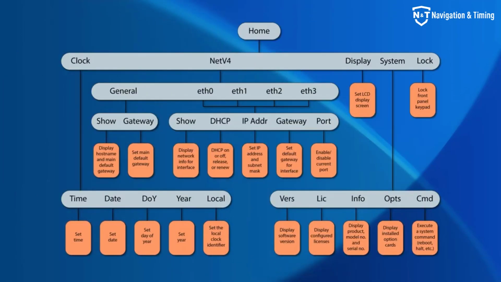And this is your menu tree. This graphic is also available through the online manual. I keep a copy of it printed that I keep with my unit as a cheat sheet for people. So if you think something like that is necessary, that may be something that's helpful for you. The front panel is broken up into 5 submenus: Clock, NetV4, Display, System, and Lock.